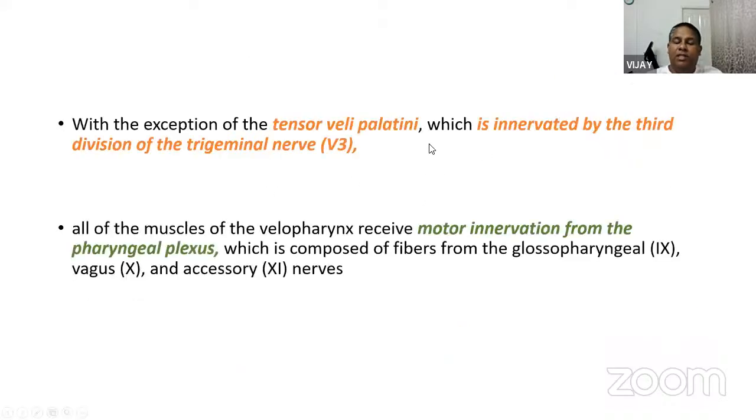So what is the nerve supply? The tensor veli palatini is supplied by the trigeminal nerve. All other muscles, other than the tensor palati, are supplied by the pharyngeal plexus, which is formed by the 9th, 10th, and 11th nerves.